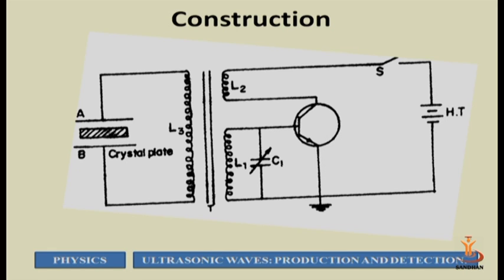Secondary coil of a transformer. We are using two coils, primary L1 and secondary L2, of a transformer. Variable capacitor C1 is connected in parallel with inductor L1. Here we are using an NPN transistor to control the feedback mechanism.